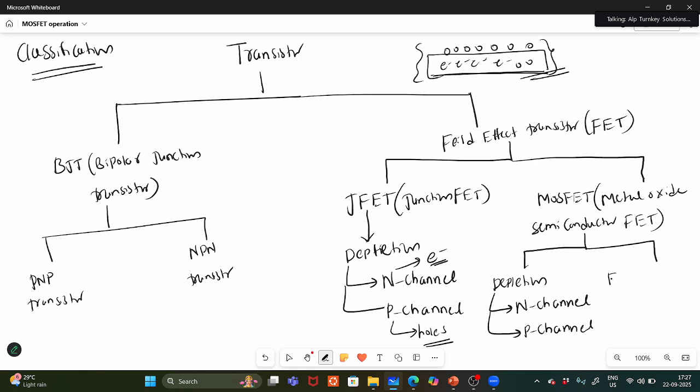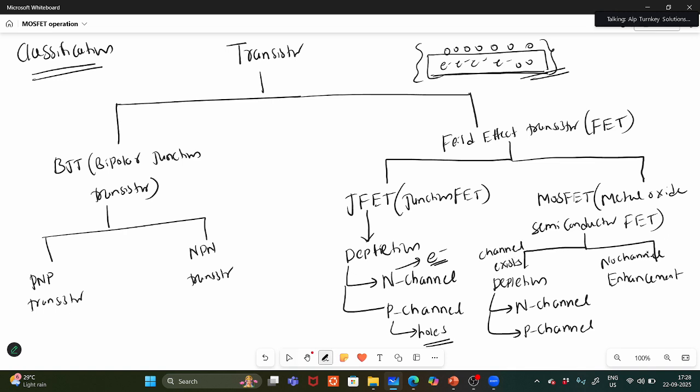And enhancement means the channel does not exist. By default, when it is manufactured, the channel does not exist. We need to develop the channel by applying positive gate voltage. So enhancement: no channel. Depletion means the channel exists.